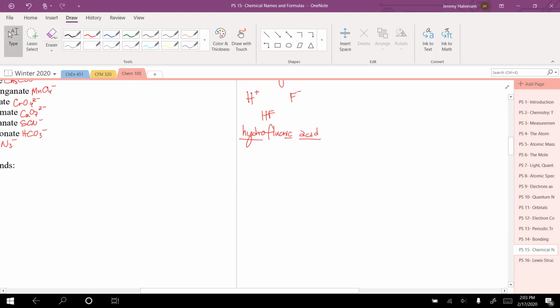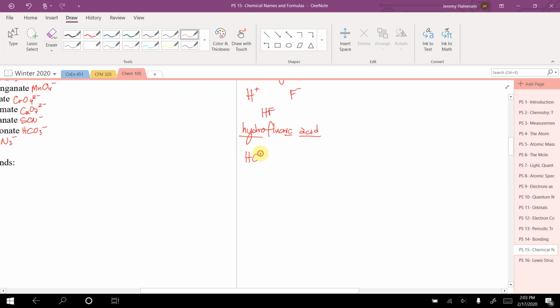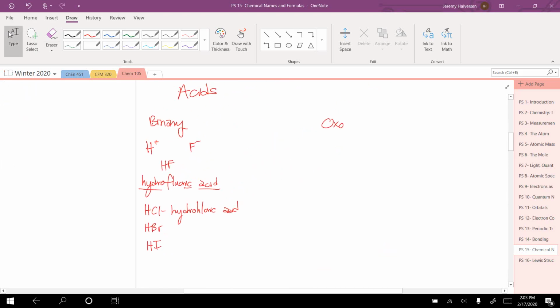Okay, so we usually just see this with halides. So HCl is hydrochloric acid. We get HBr for hydrobromic, HI for hydroiodic. And that's binary acids. Binary because it's just like a hydrogen and one other thing. That brings us to oxo acids, which is taking H pluses and sticking them onto polyatomic ions.